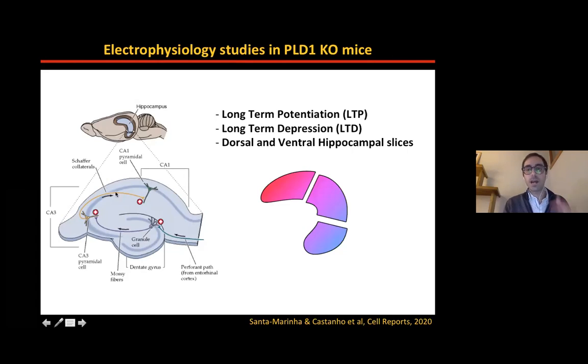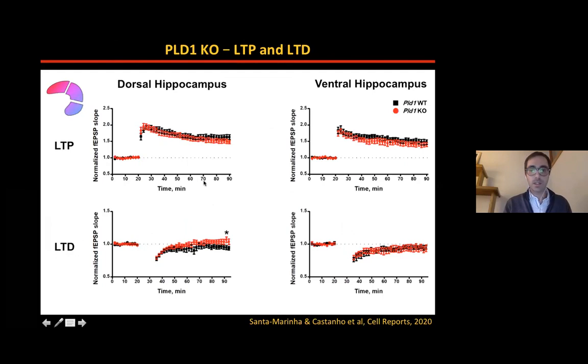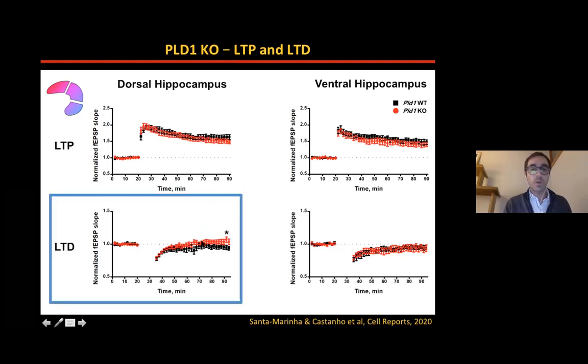When we give high frequency stimulation, we have LTP. When we give low frequency stimulation, we have LTD. We did this for both dorsal and ventral hippocampal slices. What we observed was that, while in long-term potentiation we didn't see any changes upon ablating PLD1 in either the dorsal or the ventral hippocampus, when we ablate PLD1 in the dorsal hippocampus, we see a reduction in LTD induction, and no changes in the ventral hippocampus.